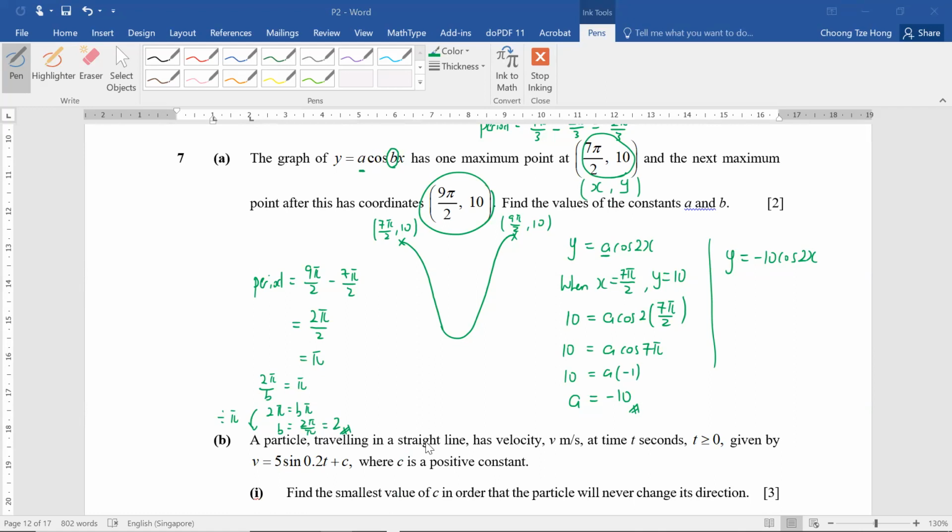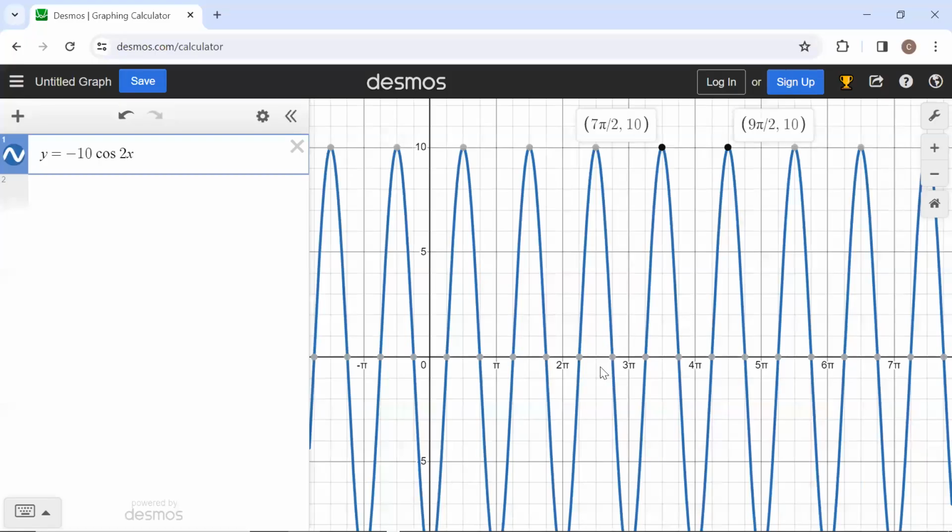I've drawn out the graph already. You can clearly see over here, there's one maximum, this one. This maximum is 7 pi over 210. And the very next maximum is 9 pi over 210. So this is how the graph looks like. This is the cosine graph.